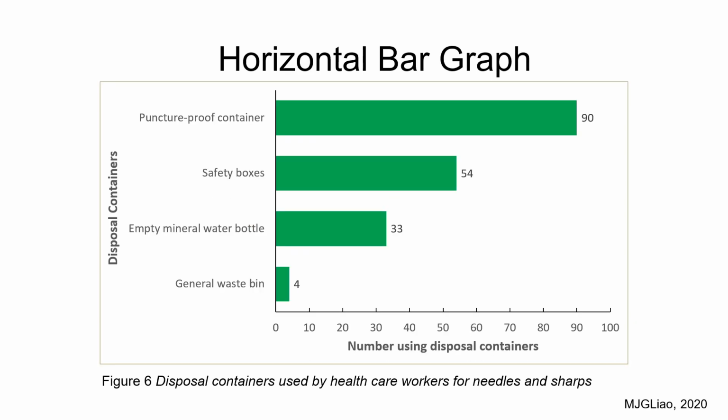The horizontal bar graph, on the other hand, is used for comparison of absolute or relative counts between categories of a qualitative variable. For this example, the qualitative variable type of disposal containers is placed on the y-axis, and the absolute count, which is the number using a particular disposal container, is placed on the x-axis. Comparison between categories or groupings are made on the basis of the lengths of these bars. From the graph, majority of healthcare workers use sharps and needles using punctured-proof container.